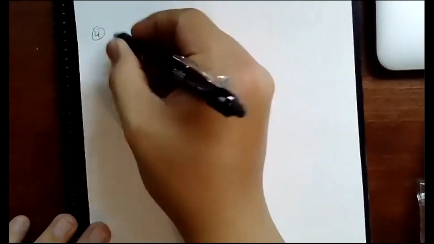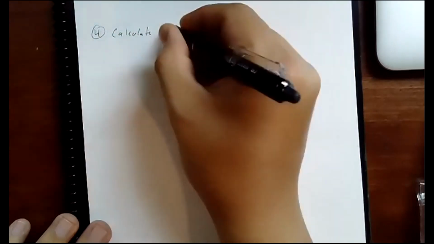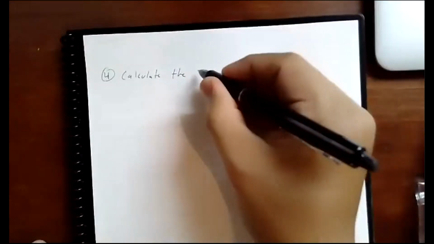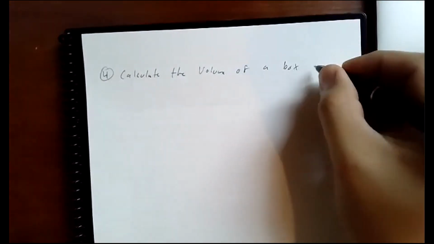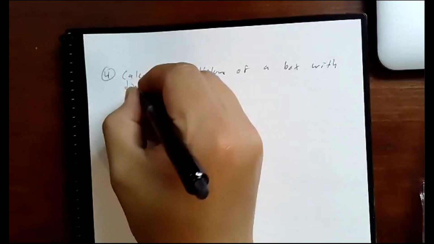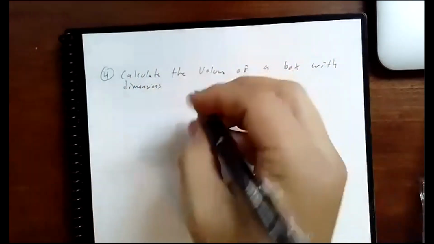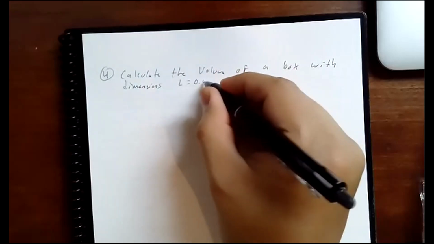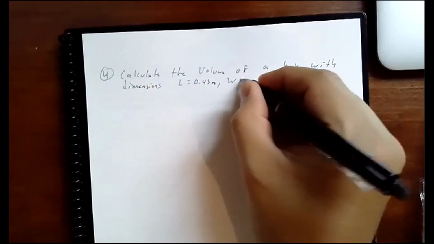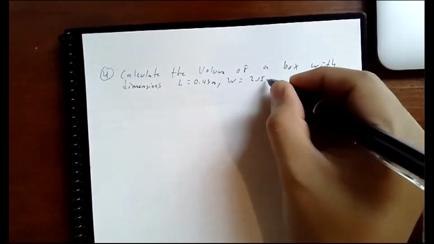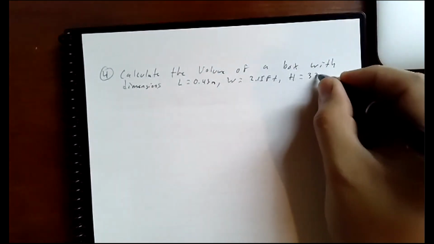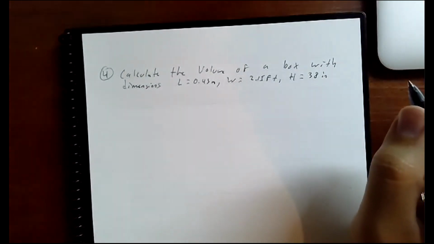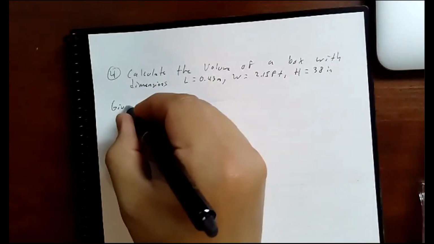Okay. Number 4 is pretty chill. Calculate the volume of a box with dimensions of length equal to 0.43 meters, width equal to 2.15 feet, and height equal to 38 inches. Give your answer in feet cubed.